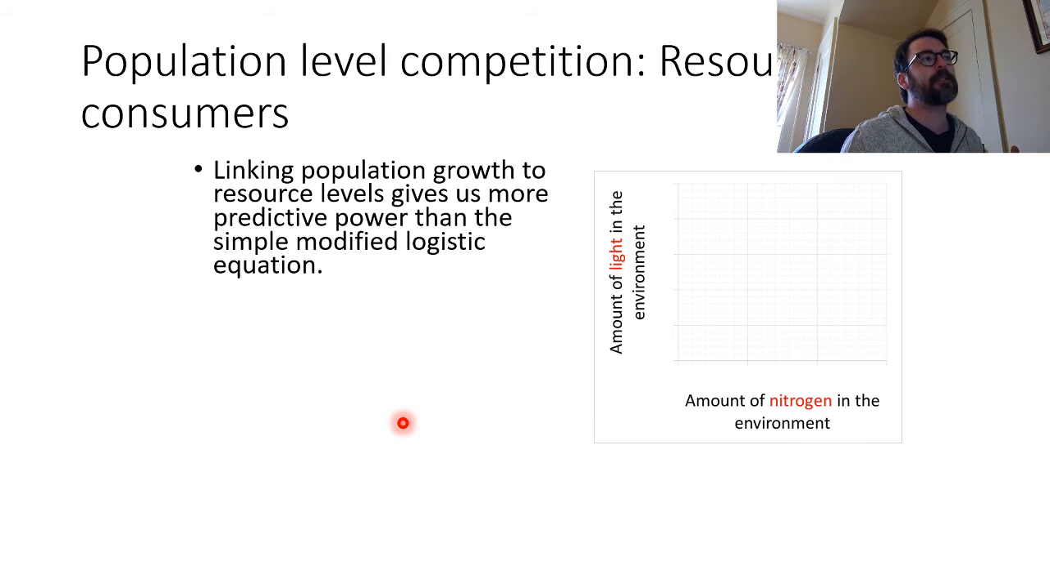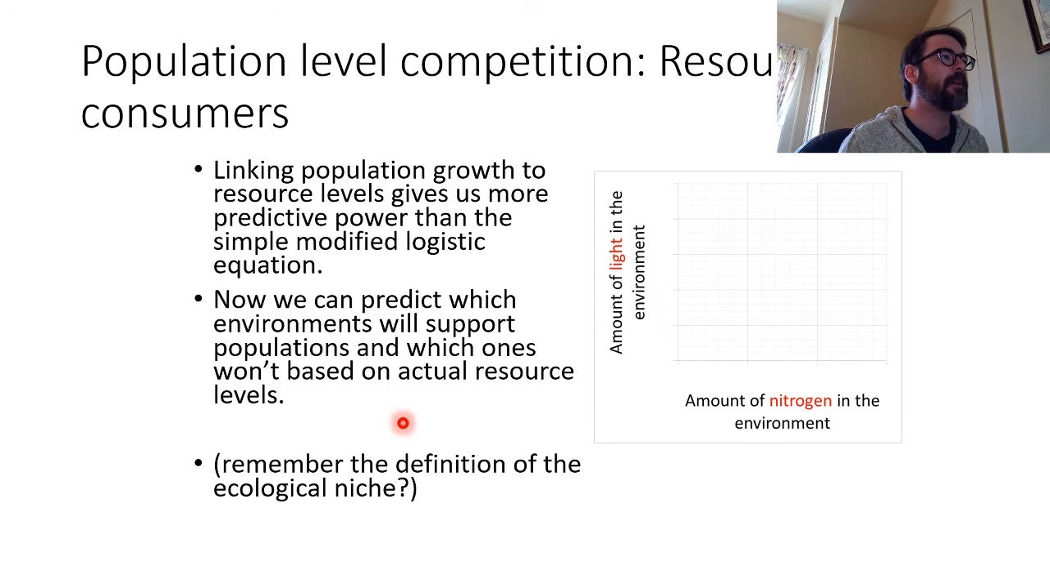So the idea then is that linking population growth to resource level gives us more predictive power than the simple modified logistic equation that we had where we added that extra fractional term, right? So it's cool because now we can actually predict which environments will support populations and which ones won't based on the resource levels, right? And we'll talk more about this when we get to the definition of ecological niche, which I believe is coming on Friday's lecture.